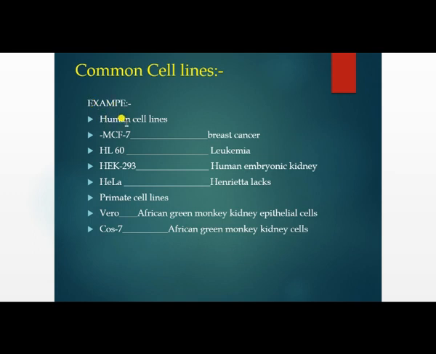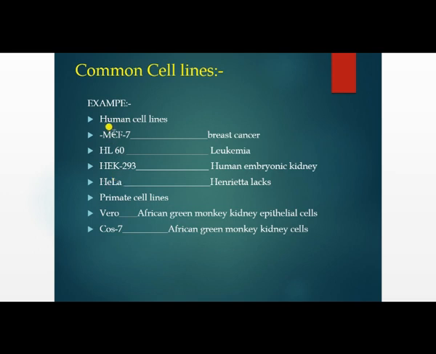First, human cell lines. MCF7. This is the cell line of breast cancer. Next is HL60. This is the cell line for leukemia. Next is HEK293. This is the cell line for human embryonic kidney. It means embryonic kidney cells were stored as the HEK293 cell line. Next is the HeLa cell line. It means Henrietta Lacks. She was suffering from cancer. So her cancerous cells are stored as HeLa.